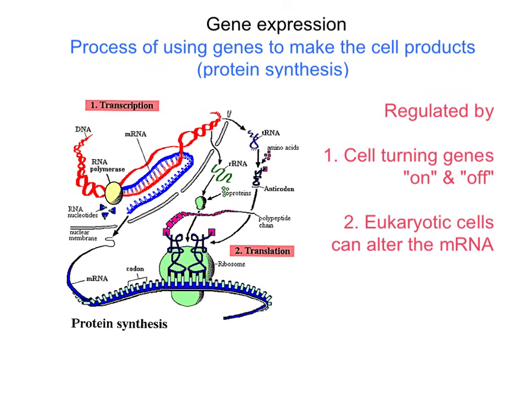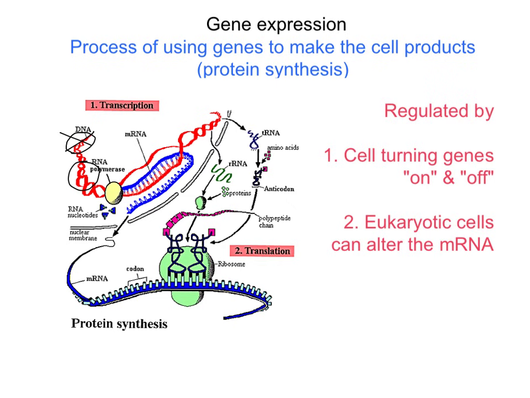Gene expression can be regulated by a couple of things. The cell itself can turn genes on and off. So the cell could say, this particular portion of DNA is not going to be turned on, and this particular portion will be turned on. Remember, the gene is the section of DNA that codes for one particular protein. So you have plenty of genes in your body that do not code for any proteins because they are turned off.